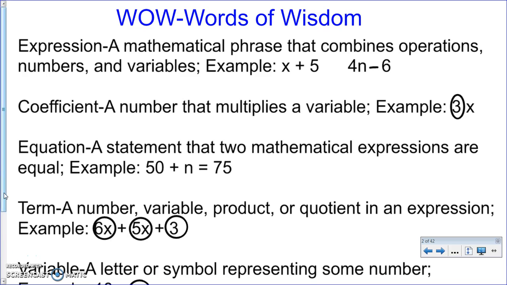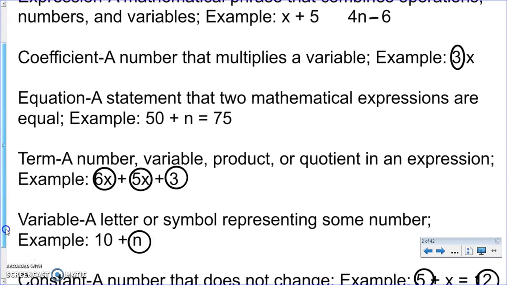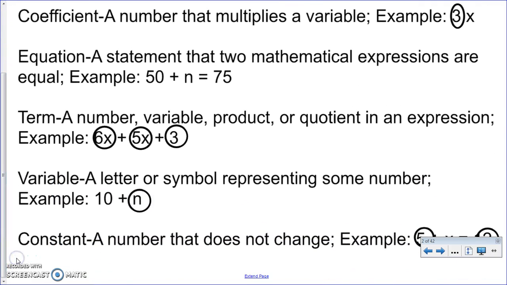A term is any number, variable, product, or quotient in an expression. For example, it could be 6x, it could be 5x, it could be 3. Any of those are terms. Variable, a letter or symbol representing some number. We don't know what it is until we work through the equation or the expression. For example, 10 plus n, n is our variable.